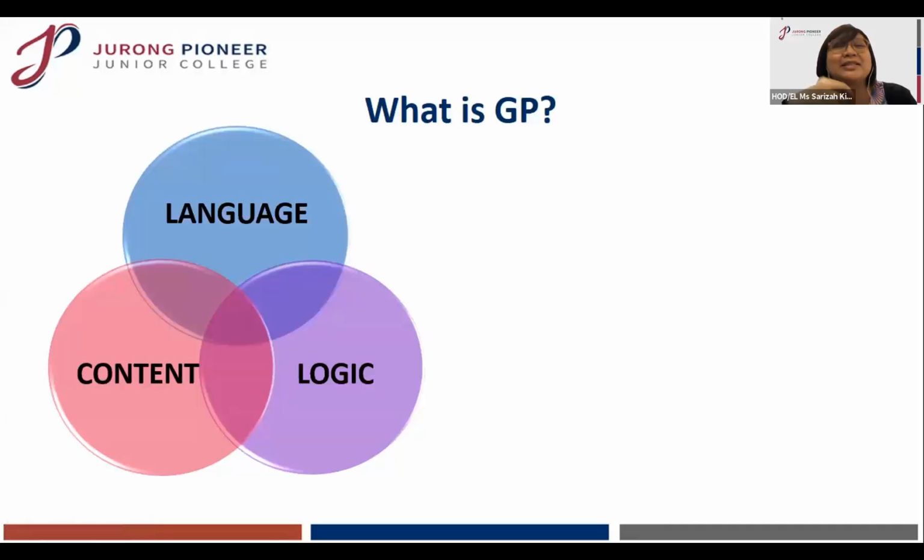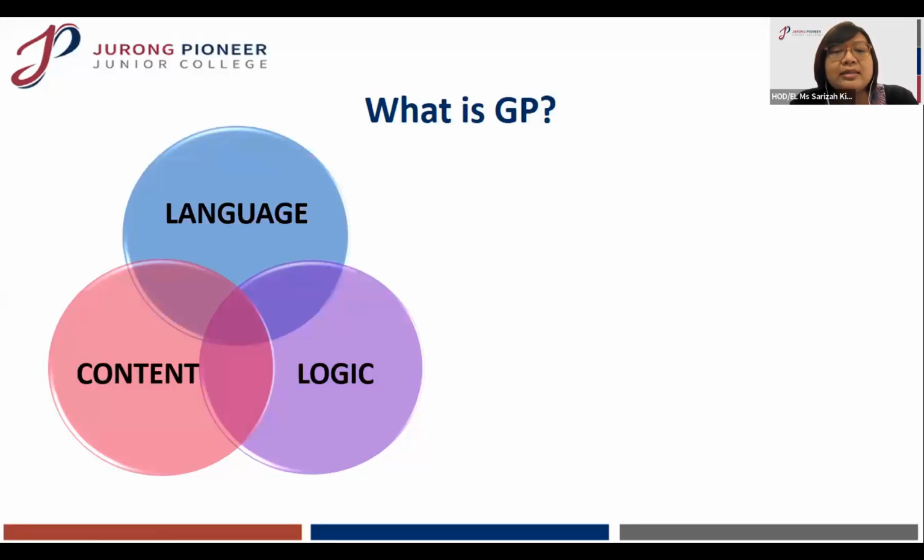Okay, so what is GP? Now, GP is not A-level English, all right? So you took O-level English language. GP is not equal to A-level English language. It's more than that, okay? So if you can see on the screen right now, GP is actually a paper that tests language, content as well as logic, all right?